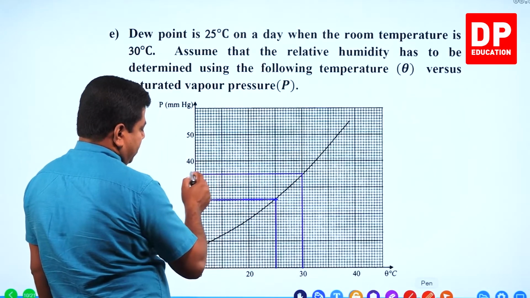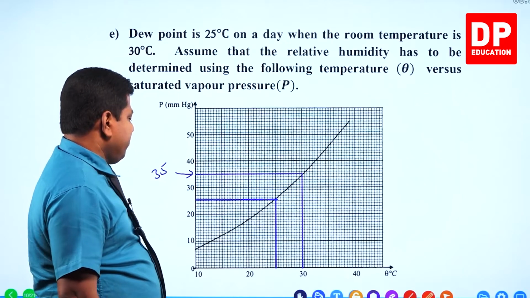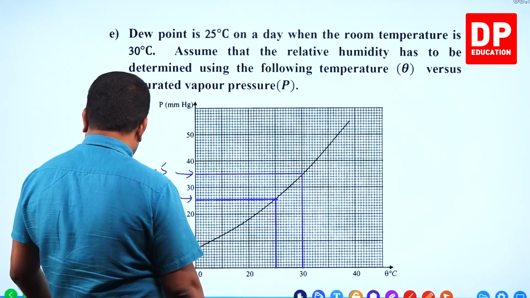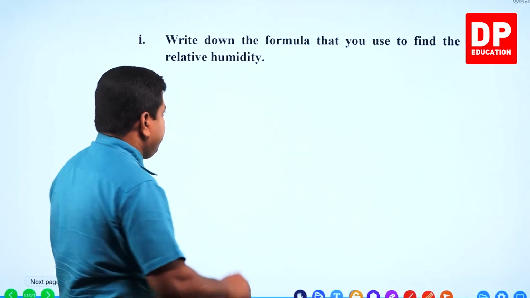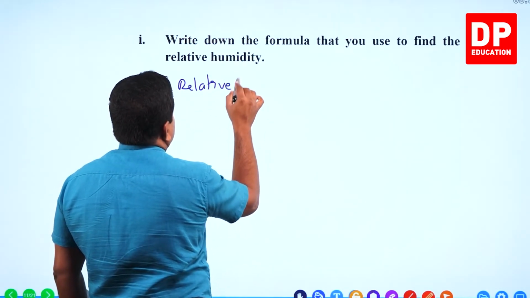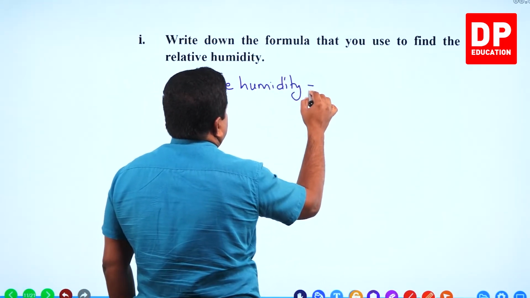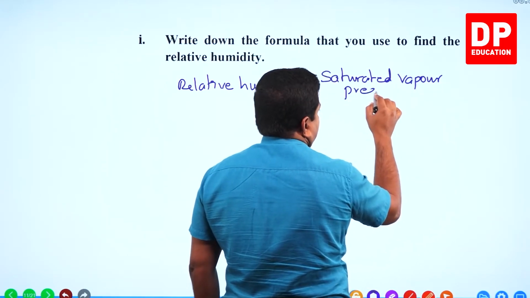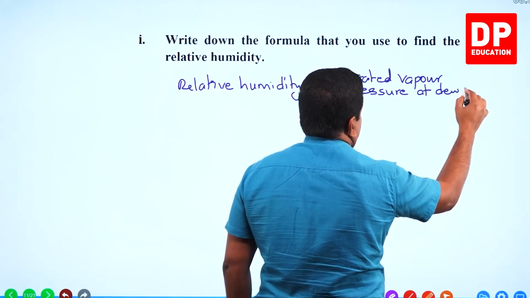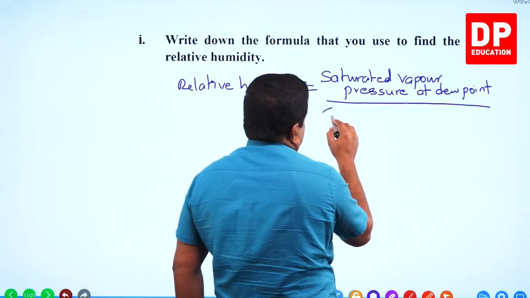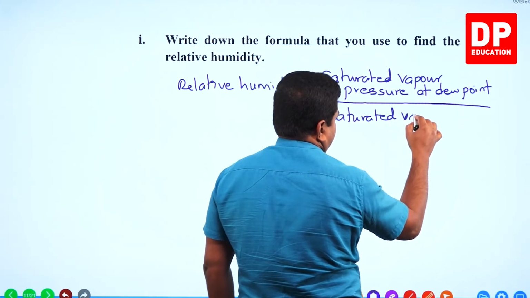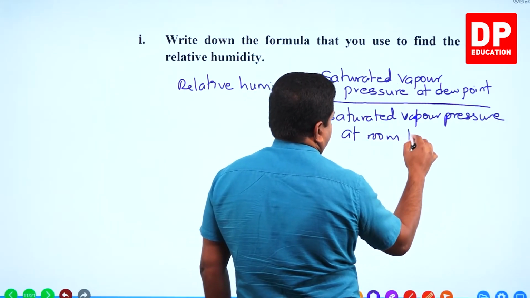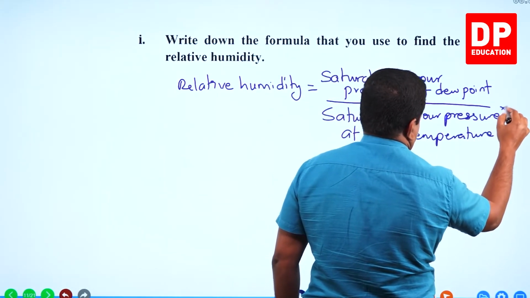If we check here, at 30, it's approximately 35. The saturated vapor pressure is 35 millimeter mercury. And here, this is also quite close to 25. Write down the formula that you use to find the relative humidity. Relative humidity equals saturated vapor pressure at dew point divided by saturated vapor pressure at room temperature, into 100.